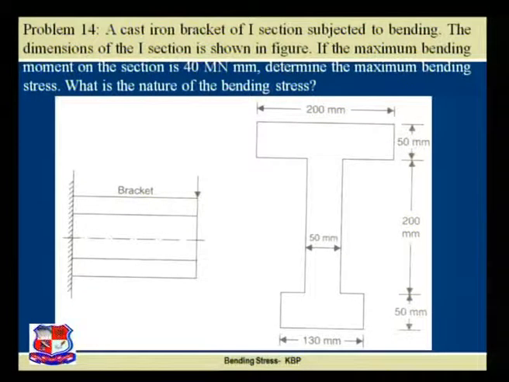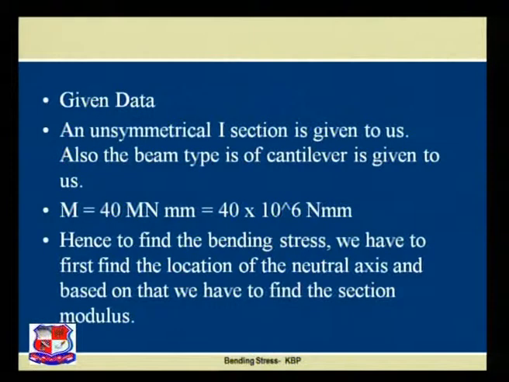So first our step is to find out either the distance between the neutral axis and the bottom fiber or the distance between the neutral axis and the top fiber. The given data: an unsymmetrical I section, and the beam type is cantilever. M is 40 meganewton into mm, that is 40 into 10 raised to 6 newton into millimeter. Hence, to find the bending stress, we first have to find the location of the neutral axis, and based on that find the section modulus.